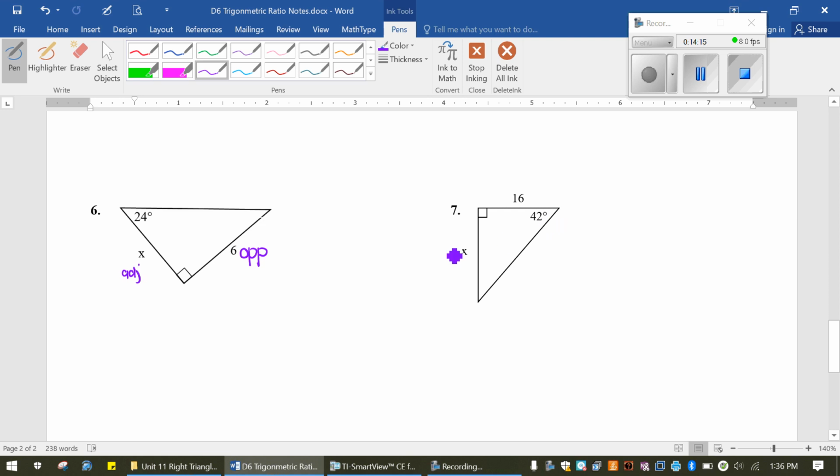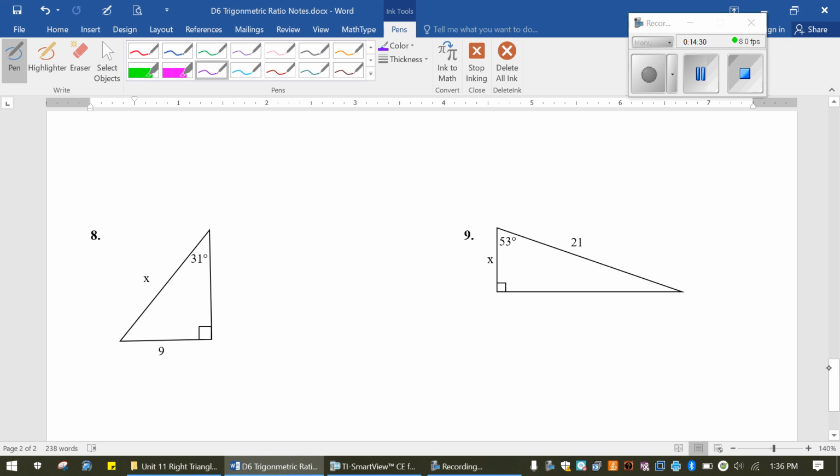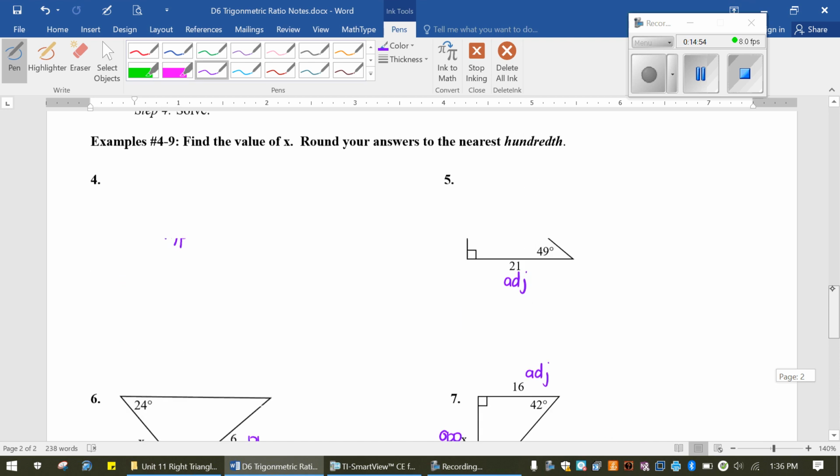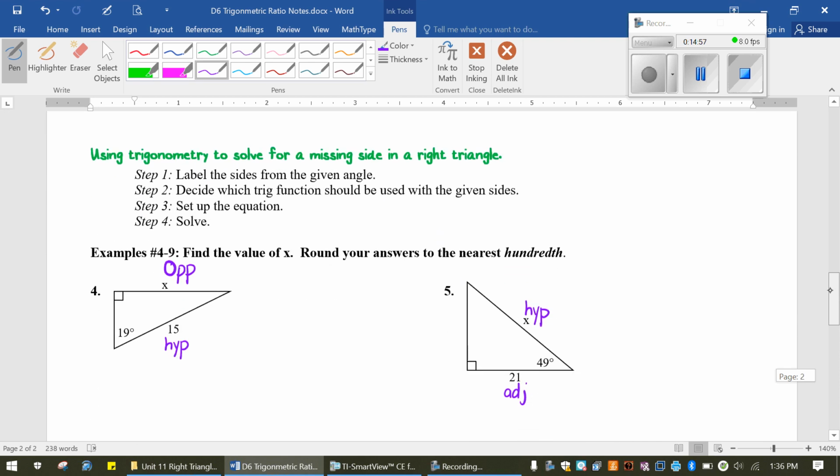From 42 degrees, x is the opposite side, 16 is the adjacent side. For number 8, from 31 degrees, 9 is the opposite side, and x is the hypotenuse. And for number 9, 53 degrees is our angle, so x is the adjacent side, and 21 is the hypotenuse. Okay, so that's our first step, to label which sides we have from the given acute angle.